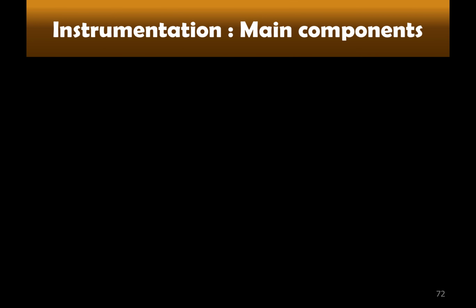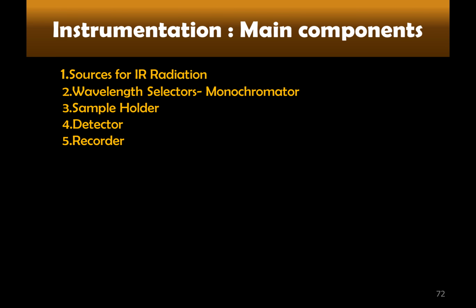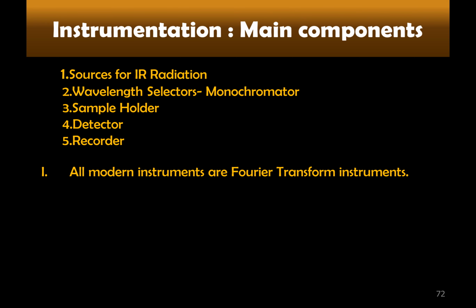So before we go into the spectrophotometer itself, first let us study the main components. They are the sources for IR radiation, very different sources; the monochromators, which are the wavelength selectors of the IR radiation; the sampling area or the sample holders, of various types depending on the nature of the sample; and the detectors and the recorders. These are the five integral main components of an IR instrument, that is, a spectrophotometer. All modern instruments till today are Fourier transform instruments.